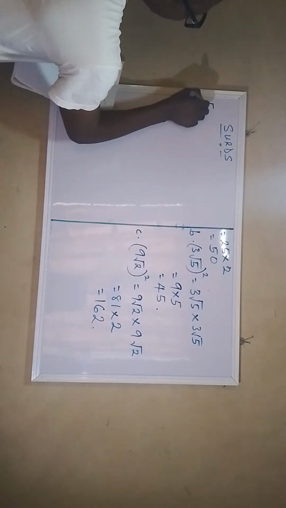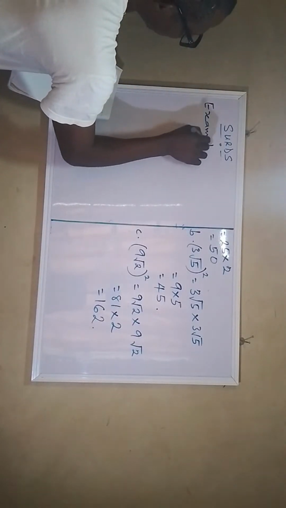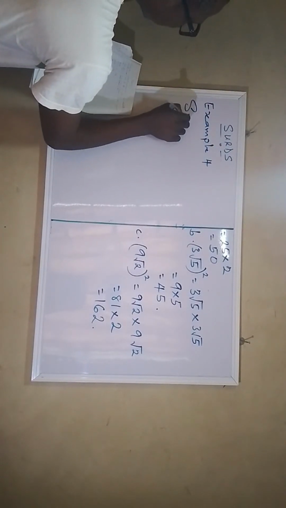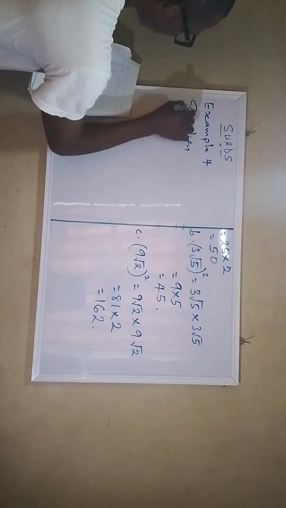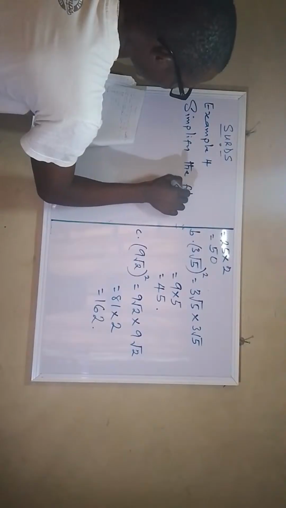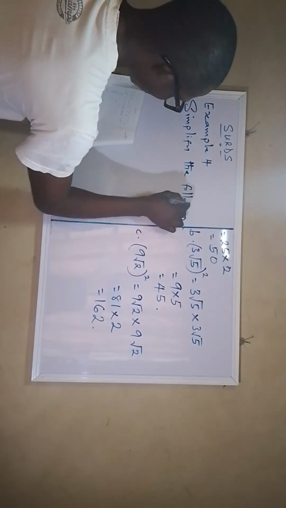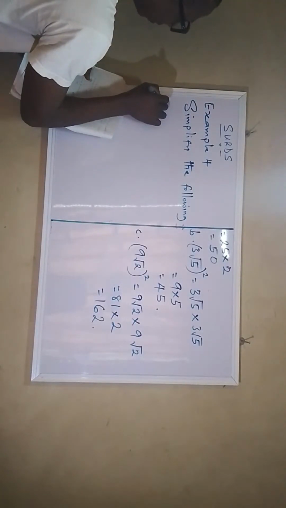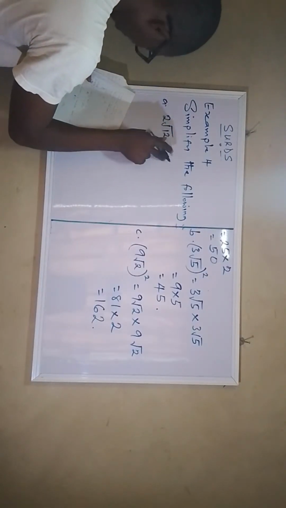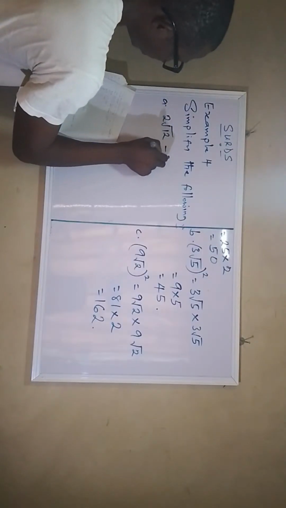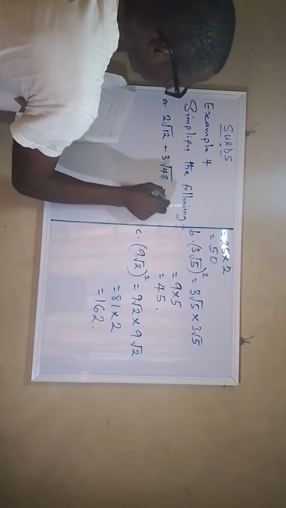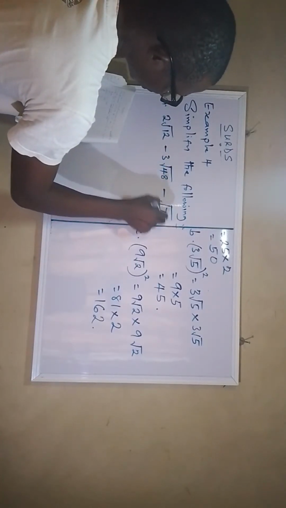Example 4. Simplify the following. We have A, 2 square root of 12 minus 3 square root of 48 minus square root of 75.